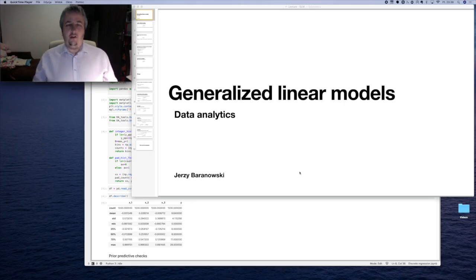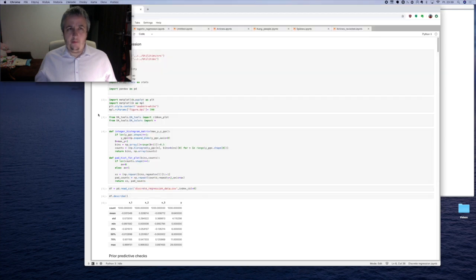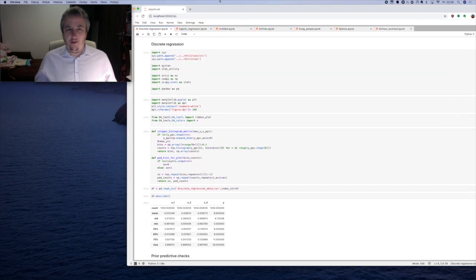Hello ladies and gentlemen, we will now continue our foray into generalized linear models. In the first part of this video we've discussed some introductory theory into the concept, and we will start to work with our new example of generalized linear model. At first we will focus on a problem called discrete regression, and discrete regression generally considers fitting integers.